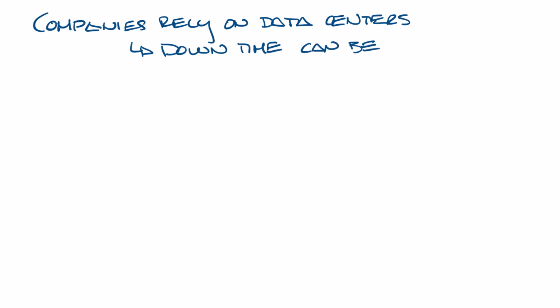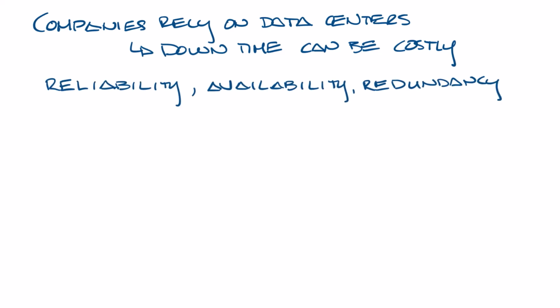There's a lot of equipment in a data center, and companies are expected to keep this equipment running. Companies rely on data centers, and any downtime can be costly. There are three terms that you'll hear with respect to data center reliability. It's reliability, availability, and redundancy.